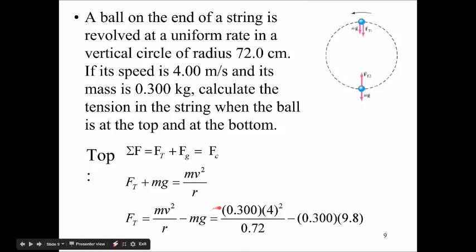We plug the numbers in. The 0.3 kilogram goes into the mass. The 4 is the speed it's going around, and the 0.72 is in meters. So we take the centimeters, move the decimal over twice, we get 0.72. Minus 0.3, which is the mass, and gravity 9.8, and that calculates. You can pause it and do your own calculation, and that comes out to 3.7 newtons. Okay, so keep that in mind.